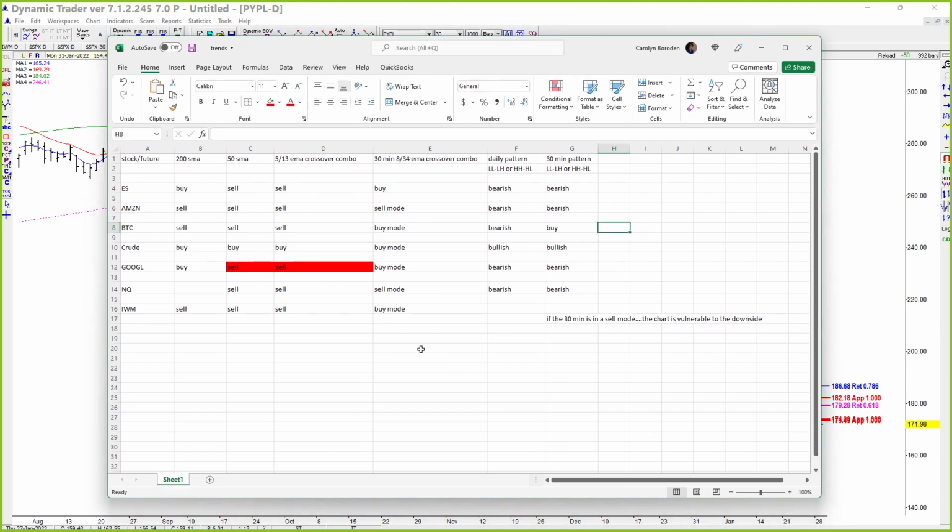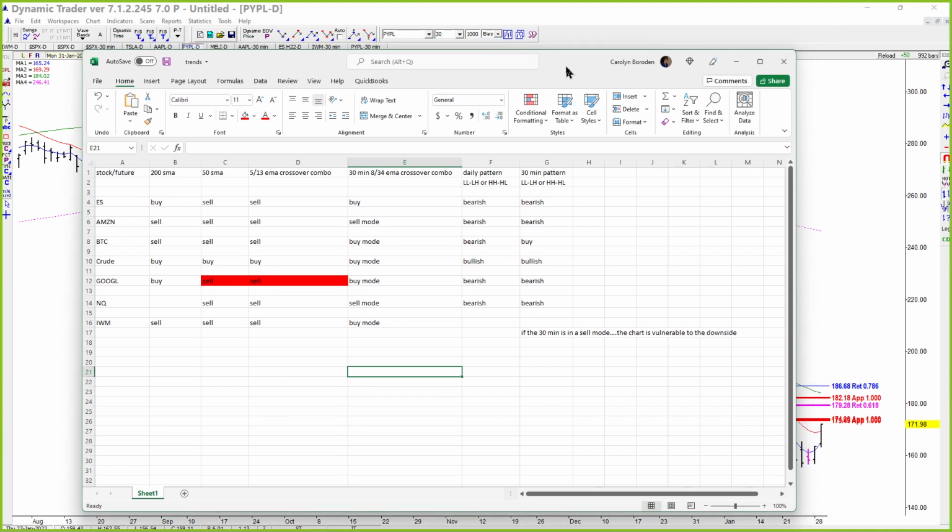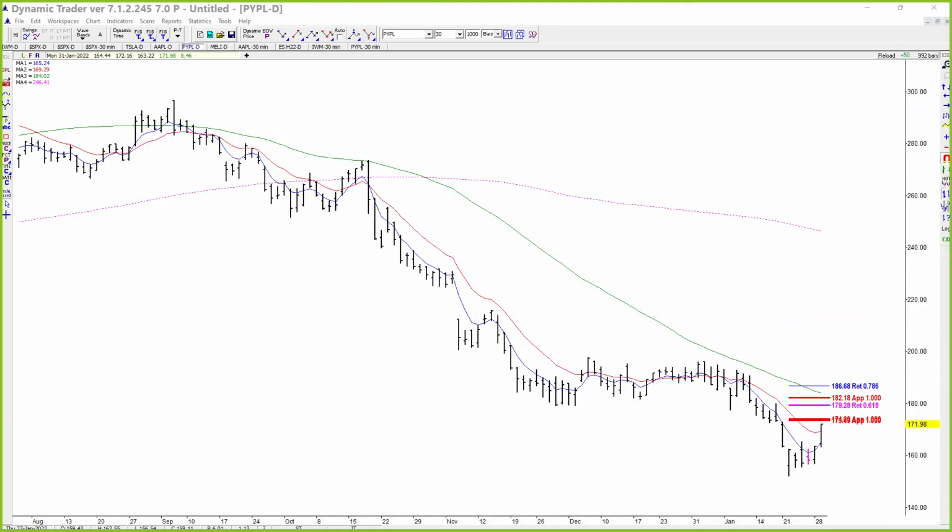Yeah, I can probably post this. This is an Excel sheet. I'll have to see if I can post Excel on the site or not.